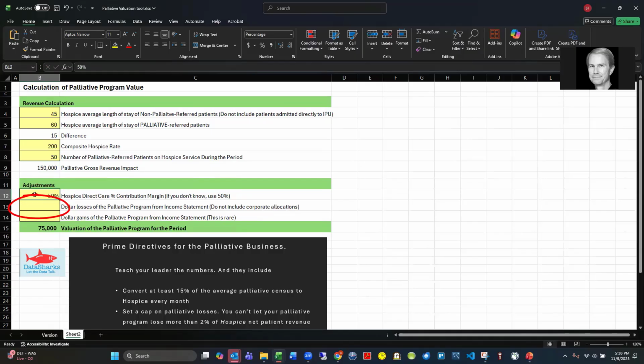Dollar losses of your palliative program from your income statement. You should be calculating that. So let's just say for this period, it's a loss of $50,000. Okay, dollar gains. Now you can't have both losses and gains, so we won't put anything in here. So what's the valuation of your palliative program for the period? It's $25,000. Put your numbers in and see what you get.